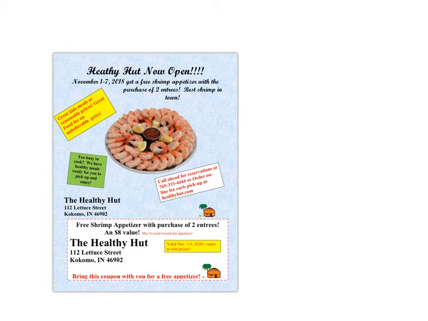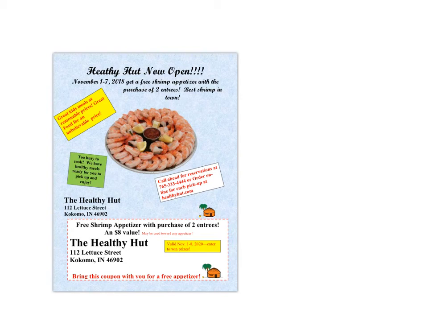Now the copy is the information. Notice that I say November 1st to the 7th, you get a free shrimp appetizer with the purchase of 2 entrees. It says it's the best shrimp in town. Look at the yellow block. Great kids meals at reasonable prices. Great food for an unbelievable price. I'm saying you're getting a value. If you look at the green box, it says too busy to cook. We have healthy meals ready for you to pick up and enjoy. So we're offering convenience as well.